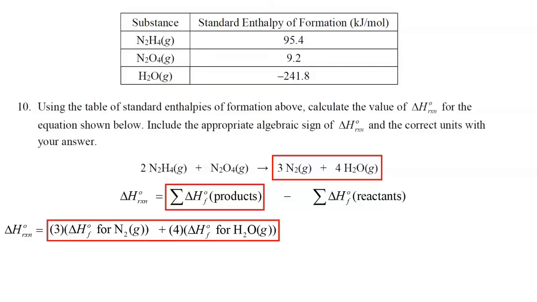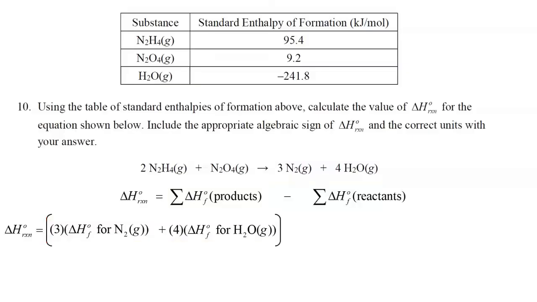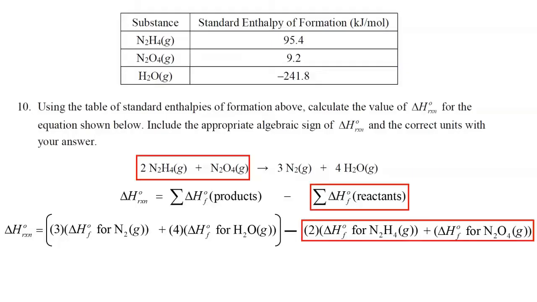So those are all of my products. The nitrogen and the water vapor are my products. And then minus the reactants. So 2 times the standard enthalpy of formation for N2H4 plus the standard enthalpy of formation for N2O4. So again, products minus reactants. So these are my reactants, N2H4 and N2O4.